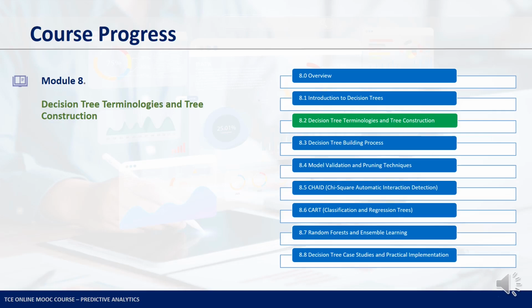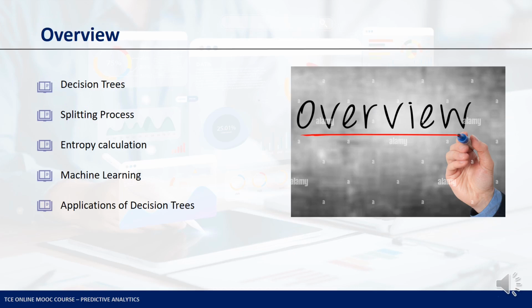Before starting today's topic, let us quickly look into where we are in the predictive analytics course. We are currently in module 8, decision tree. This module consists of several important topics. We begin with introduction to decision tree, then we move to decision tree terminologies and tree construction, which is today's topic. Let us look at the major concepts that we are going to cover in today's lecture.